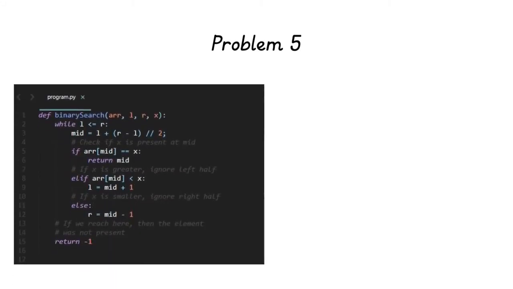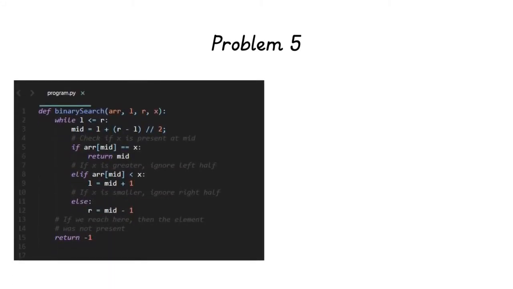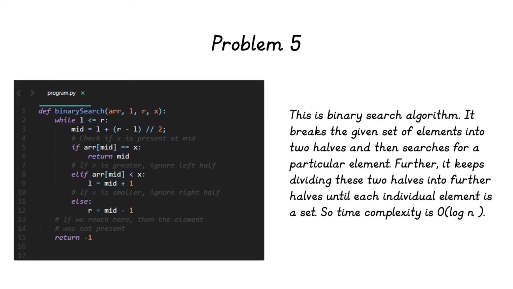Let us work out the one last problem to which I'll be discussing the solution here. Pause the video here and work out if you can. This is the algorithm of binary search. It breaks the given set of elements into two halves and then searches a particular element. Further, it keeps dividing these two halves into further halves until each individual element is a set. All such algorithms which work on a principle of recursive division of elements into halves will have big O of log n complexity.